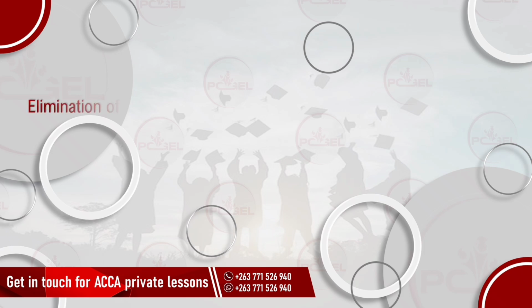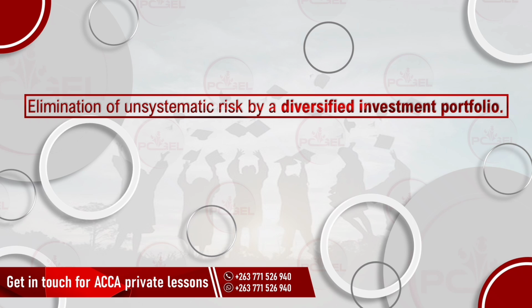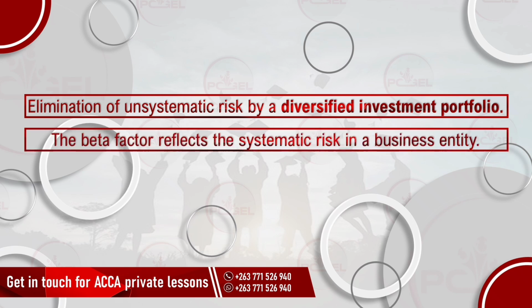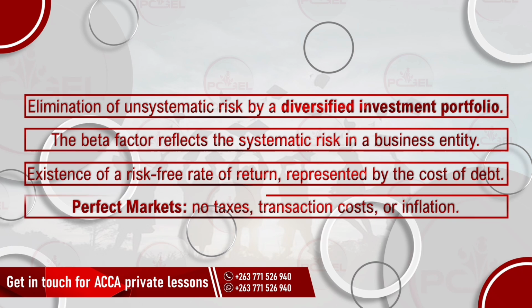The first assumption under the capital asset pricing model is that the investor holds a diversified investment portfolio to eliminate what is referred to as unsystematic risk. The second assumption is that the beta factor covers the systematic risk and it measures the price volatility. Third is the assumption that a risk-free rate of return exists, normally represented by the cost of debt. Finally, the capital asset pricing model is based on existence of a perfect market where there are no taxes, transaction costs, or inflation.